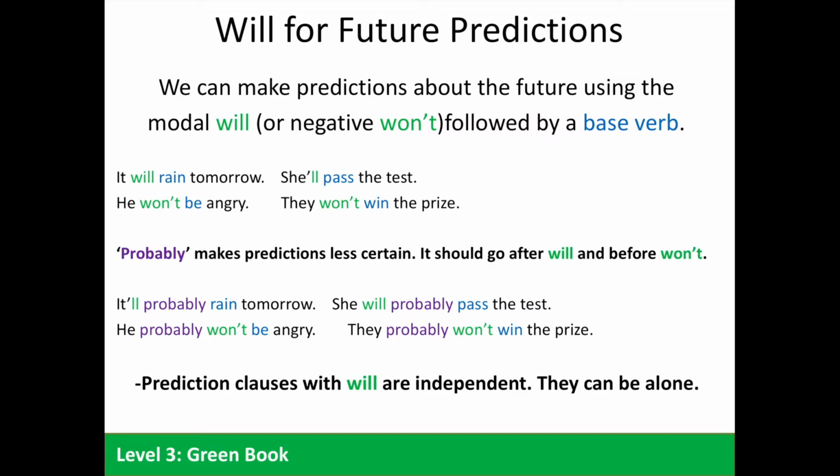Probably makes predictions less certain. It should go after will and before won't. Again, some examples. It'll probably rain tomorrow. She will probably pass the test. He probably won't be angry. They probably won't win the prize. Prediction clauses with will are independent, so they can be alone.